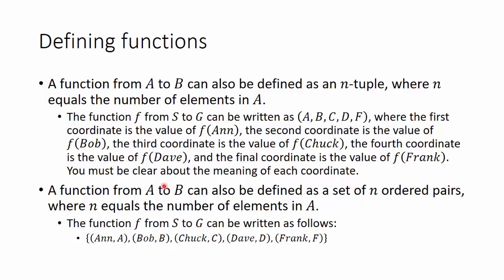A function from A to B can also be defined as the set of n ordered pairs where n equals the number of elements in the set A. Now, the function f from our example, from S to G, can be written as the set of 5 ordered pairs: (Ann, A), (Bob, B), (Chuck, C), (Dave, D), (Frank, F). So each of these ordered pairs represents one of the arrows, mapping Ann to A, Bob to B, Chuck to C, Dave to D, and Frank to F.